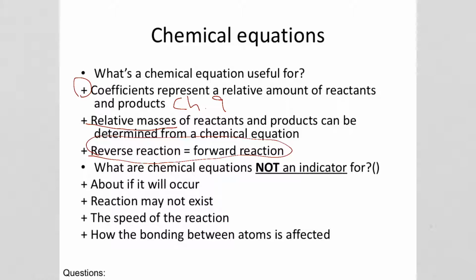Now, there are some things that they can't help us with. You remember that complex chemistry I said we won't get to, but you would in AP Chem? That's about if it will occur or not. Just because you can make it balanced and have reactants and so-called products doesn't mean it's going to actually react. There are rules about bonding and things like that based upon their chemical structure, not because we made up these rules. The reaction may not exist.